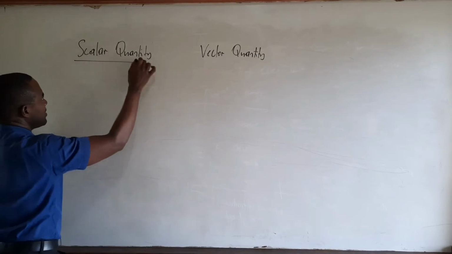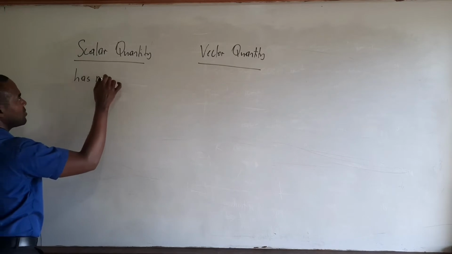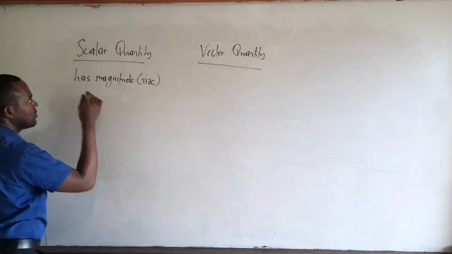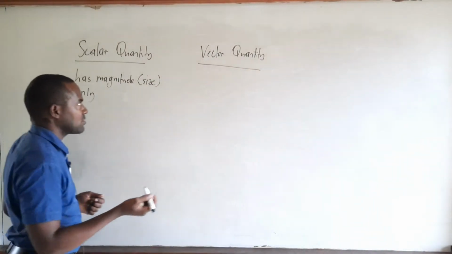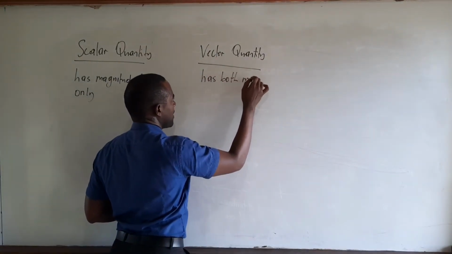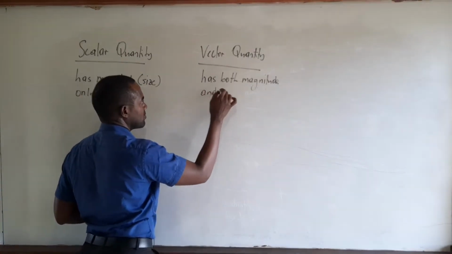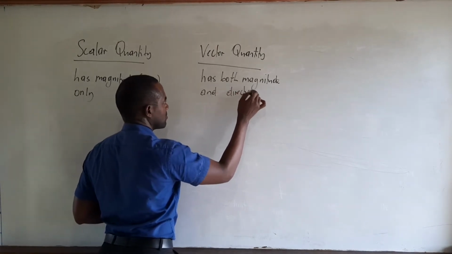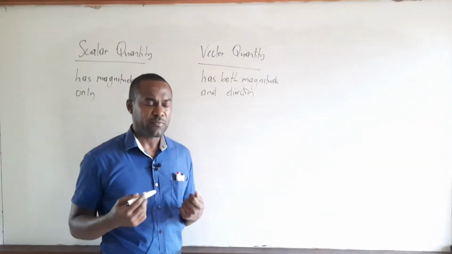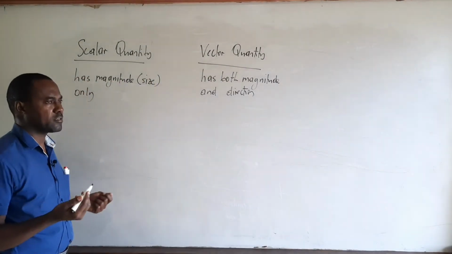Right? So we say that a scalar quantity has magnitude or size only, whereas a vector quantity has both magnitude and direction. Right? So a scalar quantity is one which has magnitude or size only, whereas a vector quantity has both magnitude and direction. Now let's look at a few examples of scalar quantities and vector quantities.